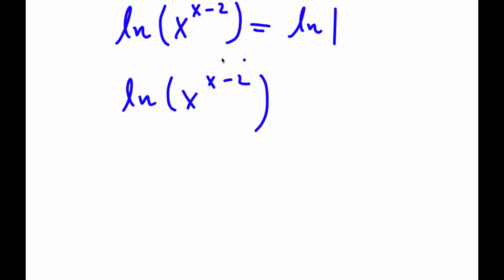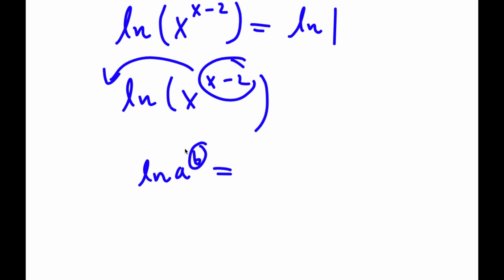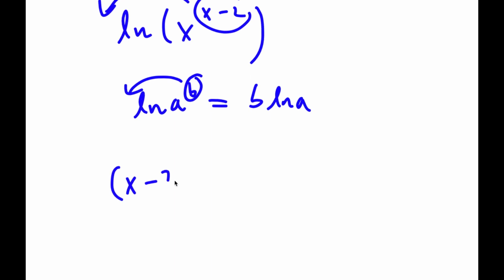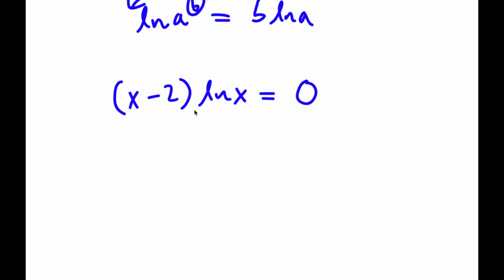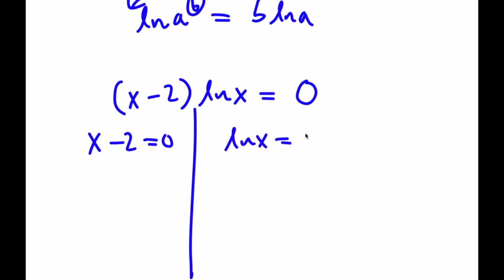Now I can actually move this to the front, because if I have something in the form ln a to the power of b, I can move b to the front. So this is going to equal b times ln a. So if I move x minus 2 to the front, I get x minus 2 times ln x is equal to 0. So now this gives me two equations: x minus 2 is equal to 0, and ln x is equal to 0.